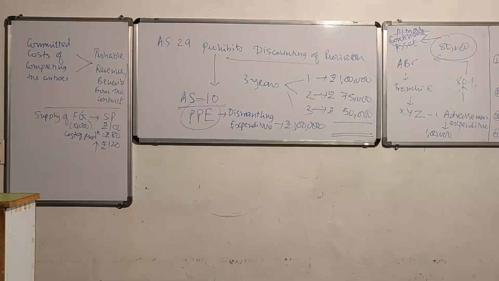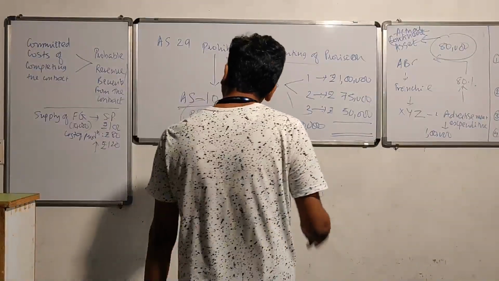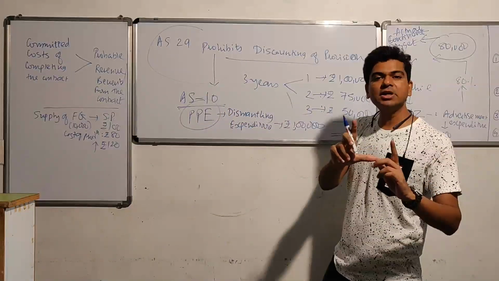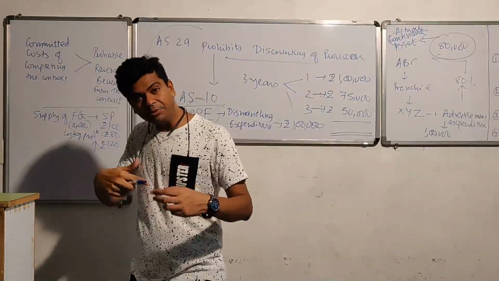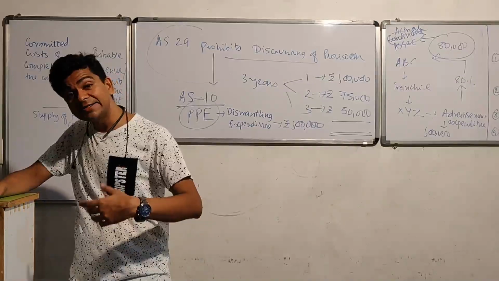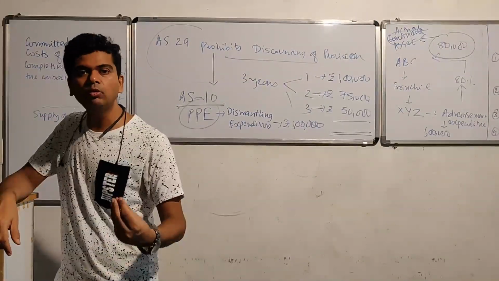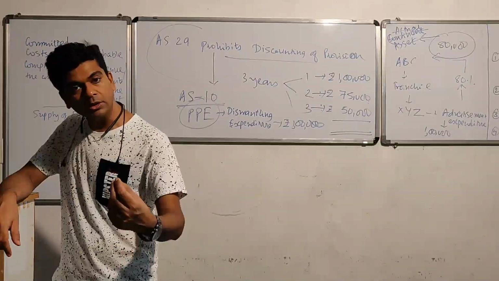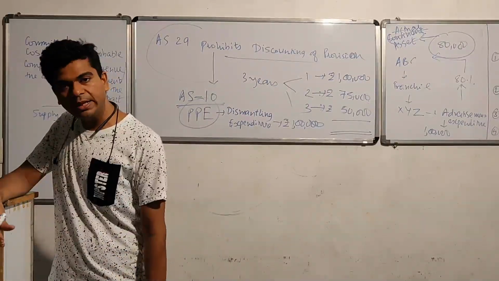So what is the way out? The moment Accounting Standard 10 got revised, AS 29 has also got revised. AS 29 now says that provisions cannot be discounted except, an exception has been introduced: provisions cannot be discounted except dismantling liability recognized in terms of Accounting Standard 10. So this is an exception which has now been provided. But apart from this particular exception, no other provision can be discounted.